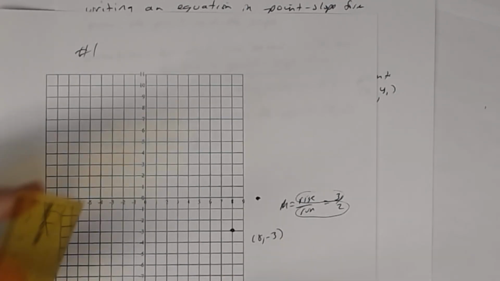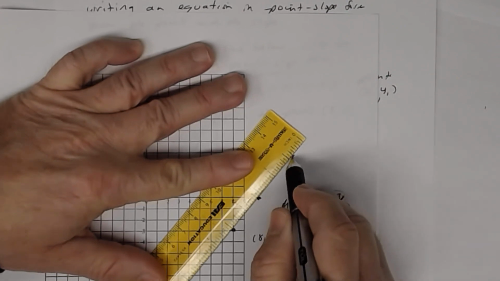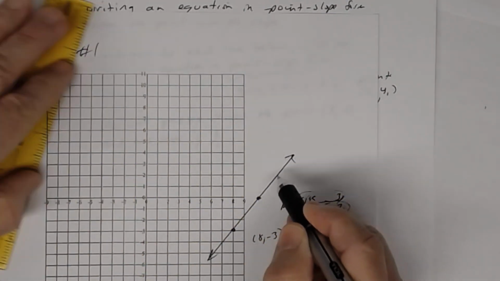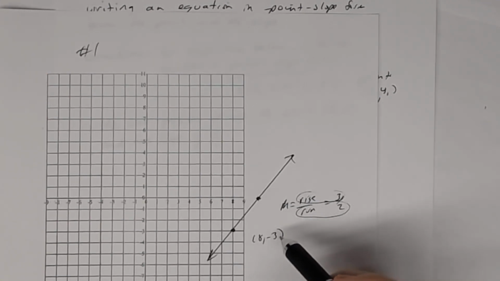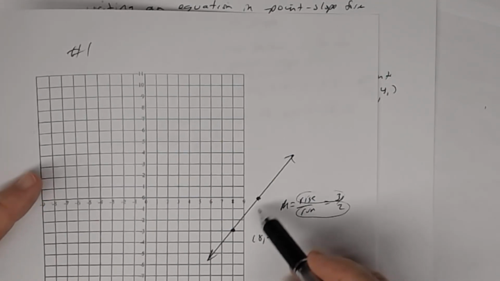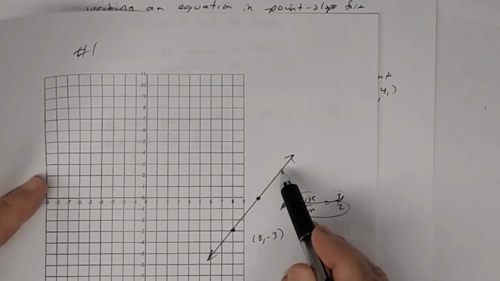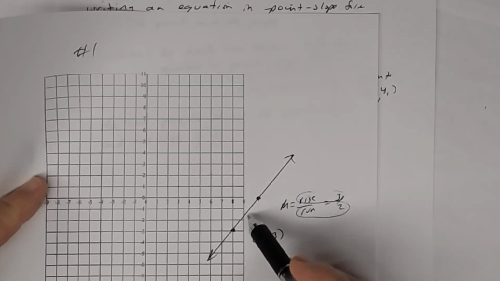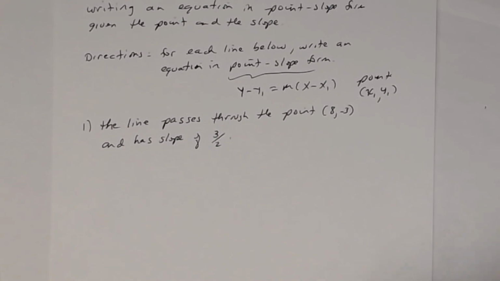Given these two points on the graph, I'm trying to find the equation of that line, and all they want you to do is put it in point-slope form. Remember, a line has an infinite number of points. You just use these two to help you graph the line. So it's pretty easy.